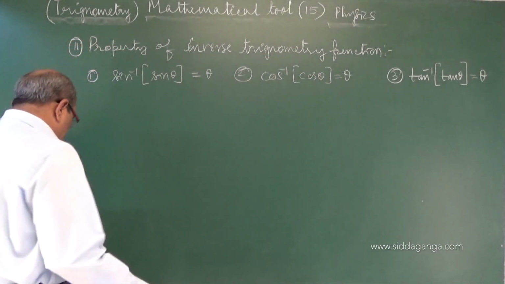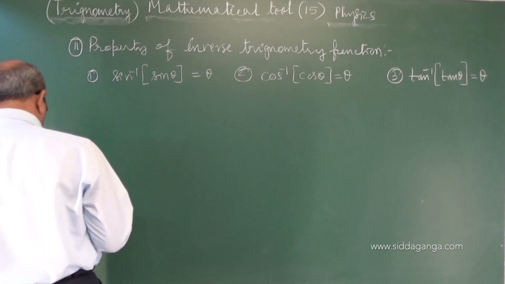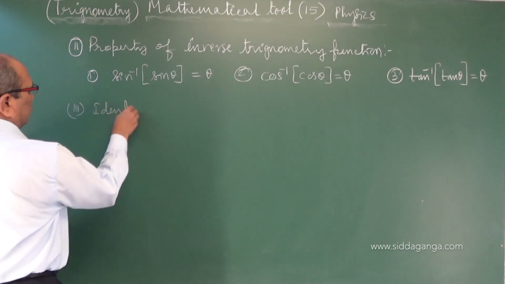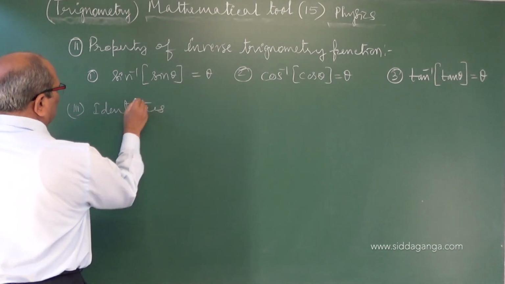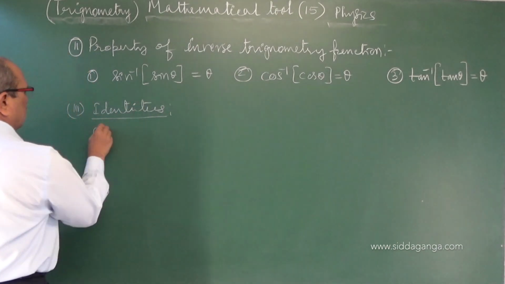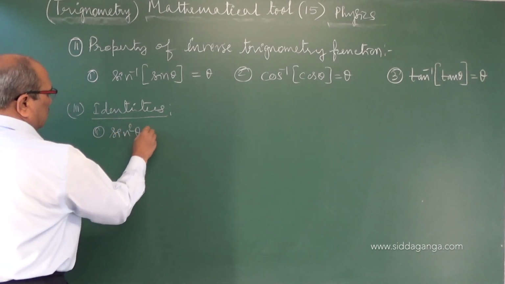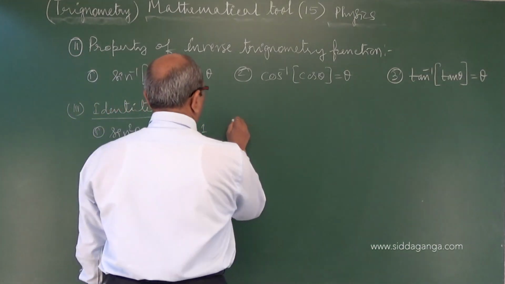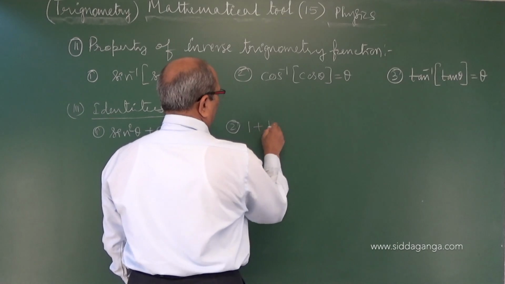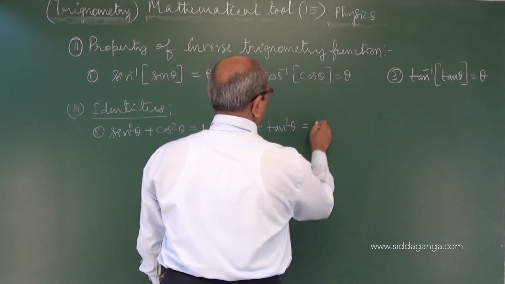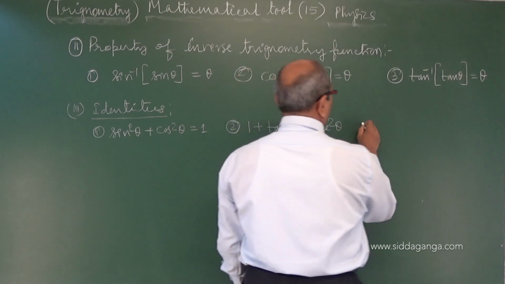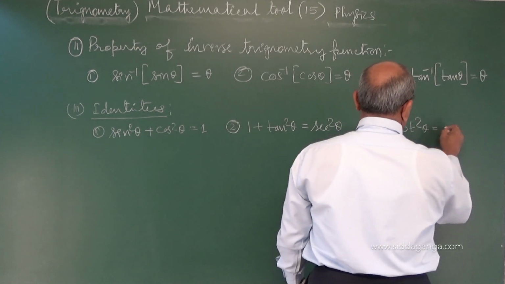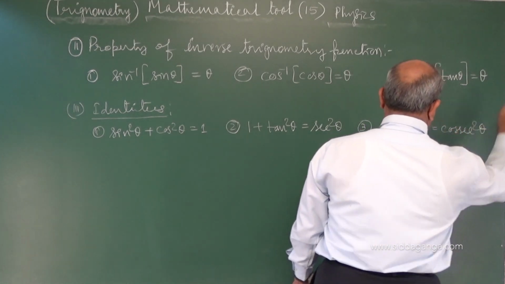The inverse trigonometric functions, along with identities. The first one we have taken is sin square theta plus cos square theta is equal to 1. How it comes, I showed you. And the second, 1 plus tan square theta is equal to secant square theta. And the third, 1 plus cot square theta is equal to cosecant square theta.